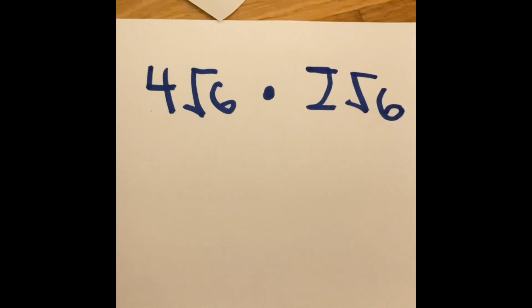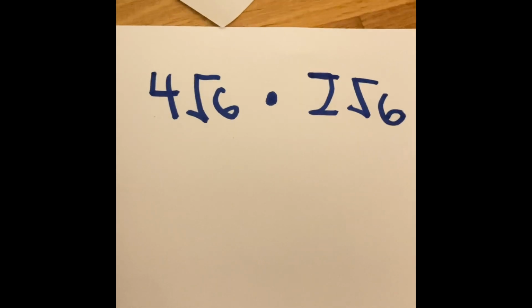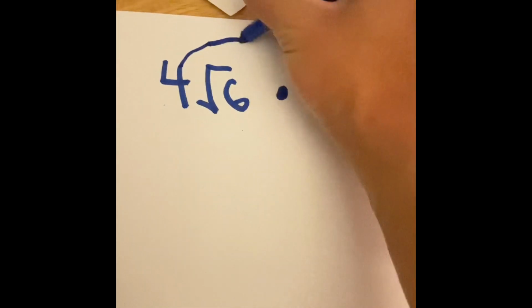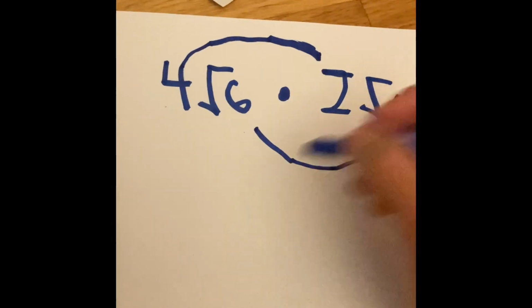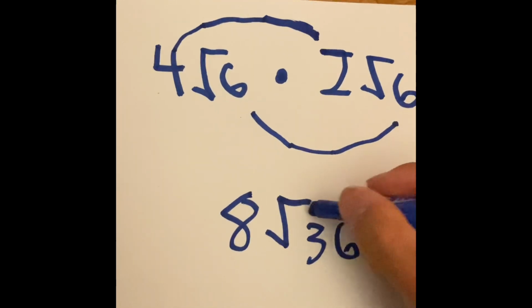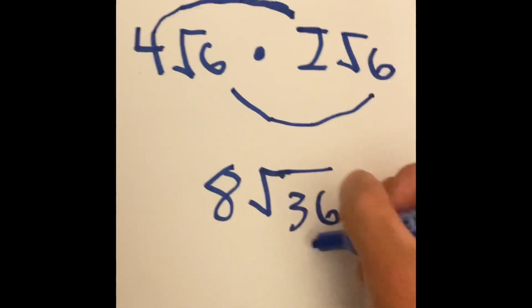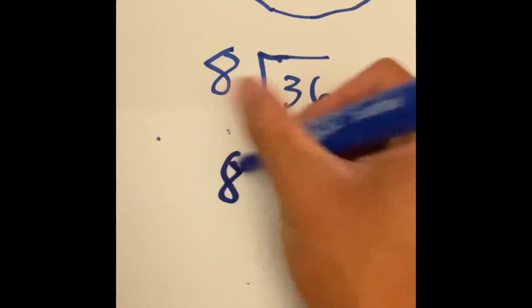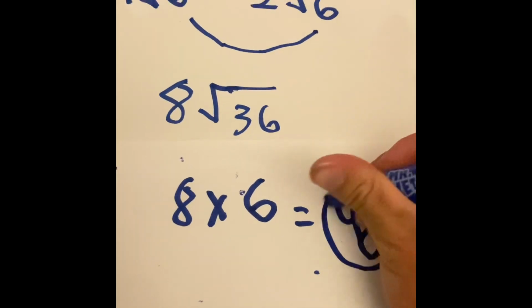But when we multiply the square roots, we can multiply just like the distributive property. Here's an example. We have 4 times 2 and 6 times 6. That will result in 8 times the square root of 36. When we do that, we have 36 as a perfect square. We can turn that into 6, since it's a perfect square. So 8 times 6 equals 48. That is our answer to this one.